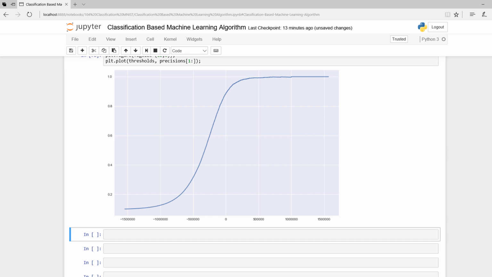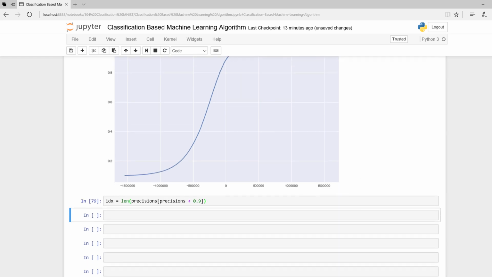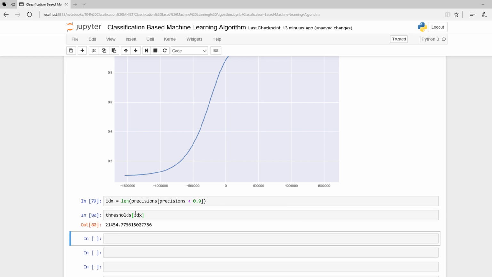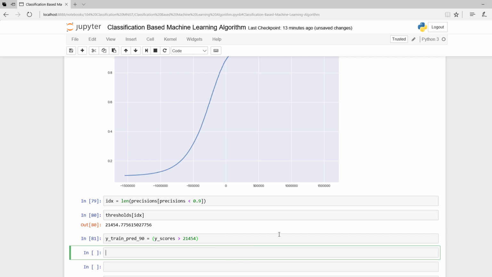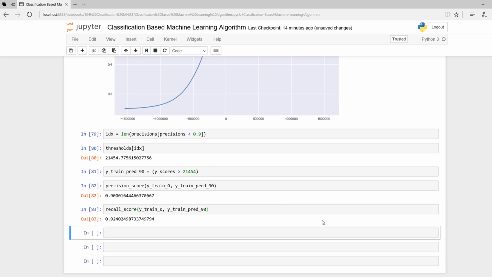So if you look at this, let's just say we want a precision of 90%. So we will choose a threshold point, which is our threshold point. And when we select, the y-score needs to be greater than 21454. Okay, and that gives us the training prediction of 90. So when you calculate the precision score, you see that it's actually 90%. What about the recall score? The recall score then is 92%.